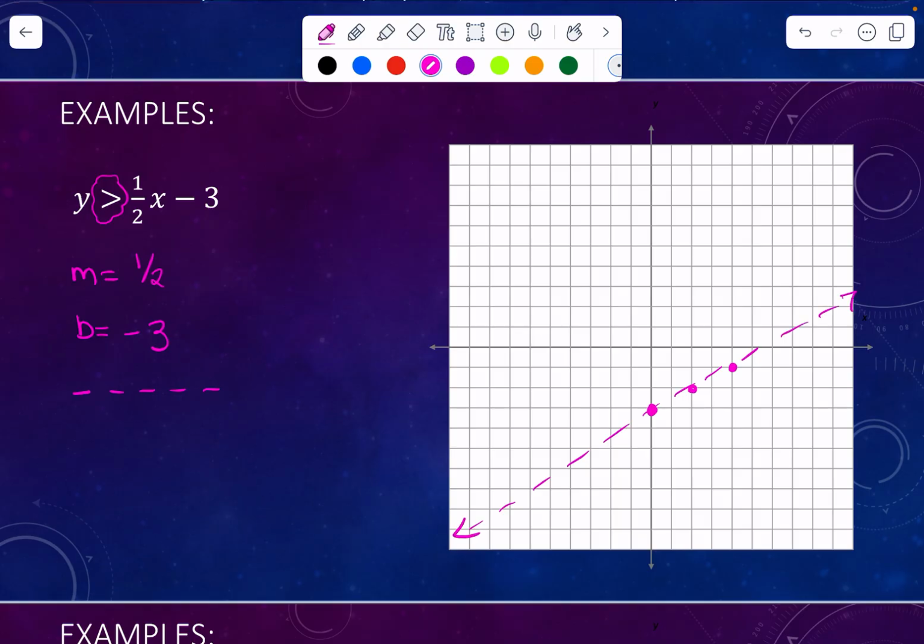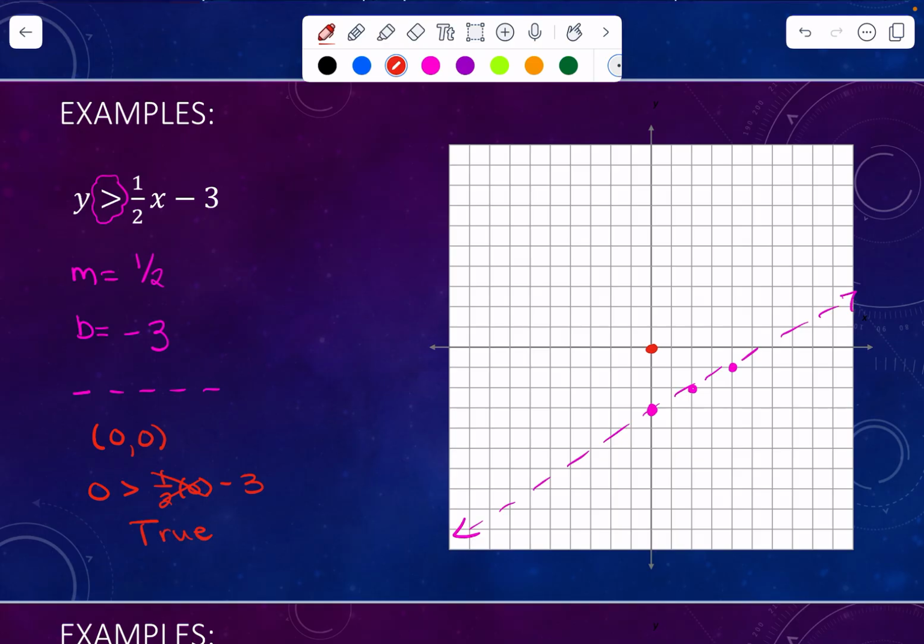Now, what we're going to do is we're going to pick a point. So I'm going to pick 0, 0. Now, 0, 0 is located right here, not on the line. So when I plug that in, I get 0 is greater than 1/2 times 0 minus 3. Well, half times 0 is 0, so 0 is greater than -3. That is a true statement.